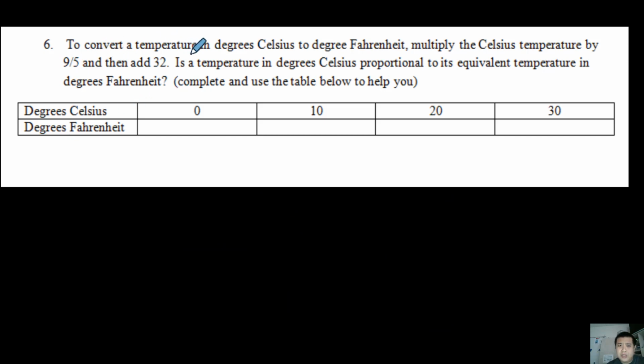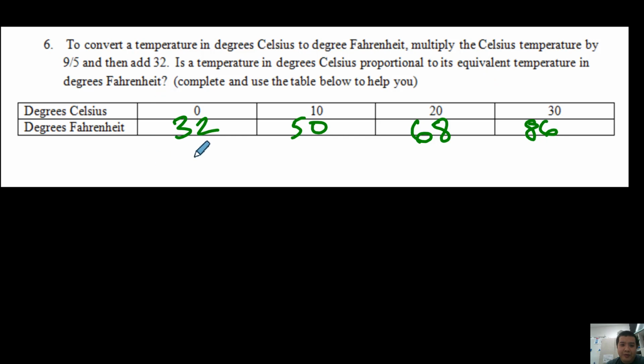Here, we need to convert a temperature in degrees Celsius to degrees Fahrenheit. Multiply the Celsius temperature by 9/5, and then add 32. Is the temperature in degrees Celsius proportional to the temperature in degrees Fahrenheit? Go ahead and fill in this table on your own. All right, so what you should have found is this should have been 32, 50, 68, and 86.